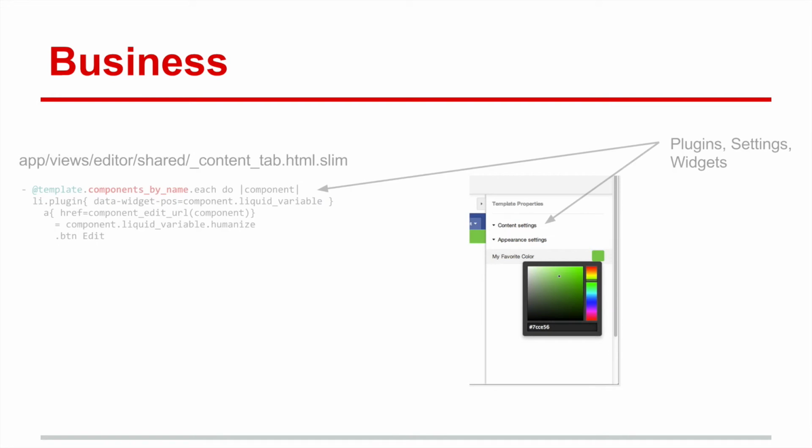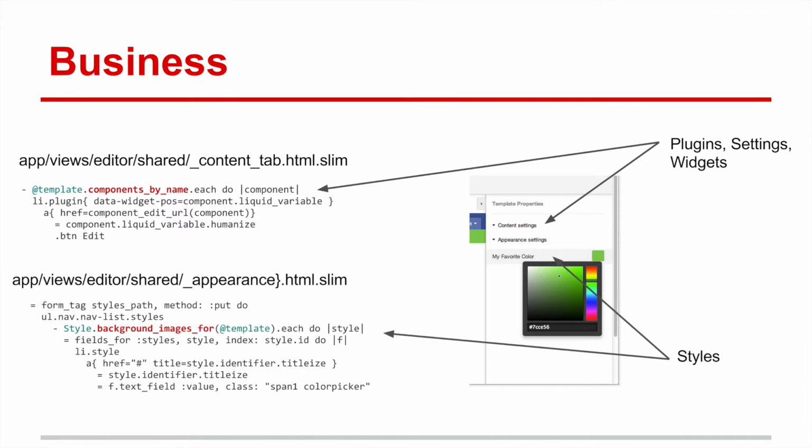As you see, we have two main sections, the content settings and the appearance settings. The content settings looks at plugins, settings, and widgets. It gets all of them and lists them by name alphabetically. The appearance settings only list the styles in the template. Now there's a lot of JavaScript that goes into creating that appearance settings box, but you probably won't have to look at that since it's been around for quite a while. And that's about it. There's not much to the business side rendering.